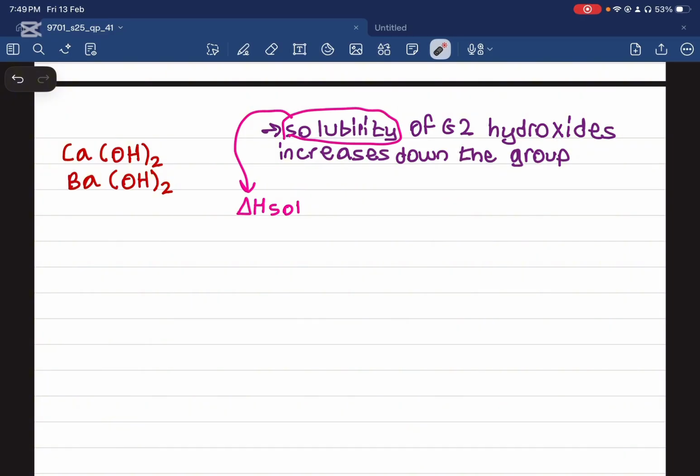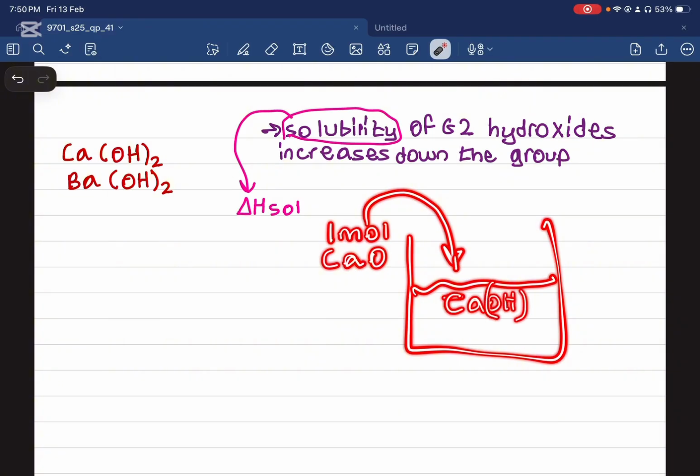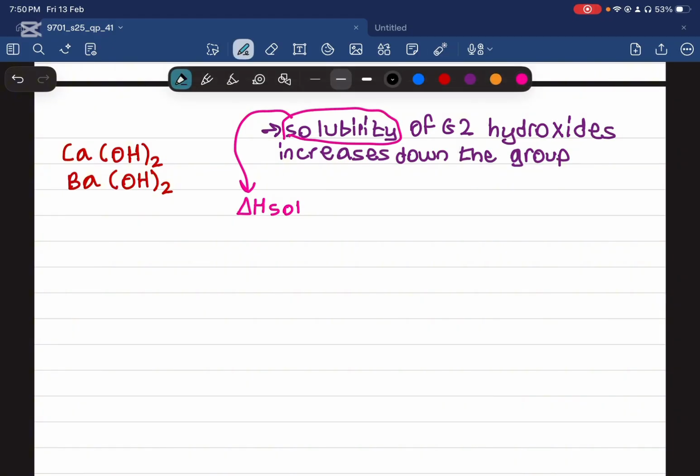When I dissolve 1 mole of calcium oxide in excess water, so let's say I have a container with way too much water inside it, and I put 1 mole of calcium oxide in, this dissolves in the excess water and forms calcium hydroxide. The energy that is released because of this dissolving process is called the enthalpy change of solution. That's the first thing that you need to understand.